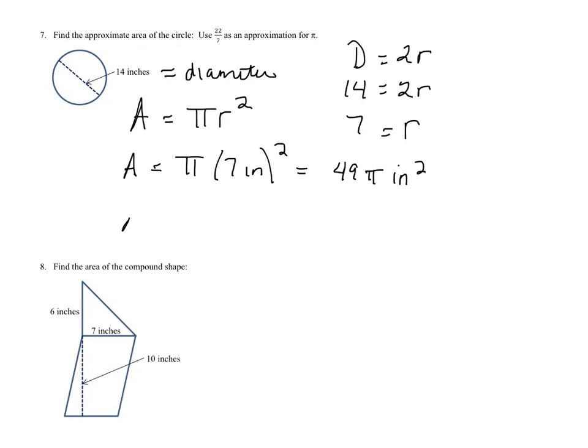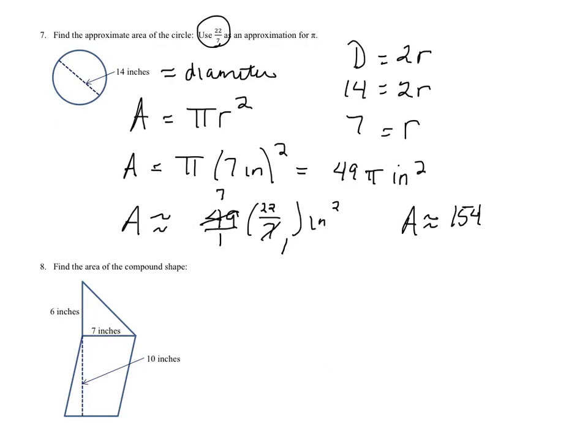But they want an approximation. So we're going to do 49 times, and they said to use 22/7. Oh, look at how nice this looks. So 7 goes into 7 once, 7 goes into 49, 7 times, and 22 times 7 is 154 inches squared. So the area is approximately equal to 154 inches squared. Perfect.